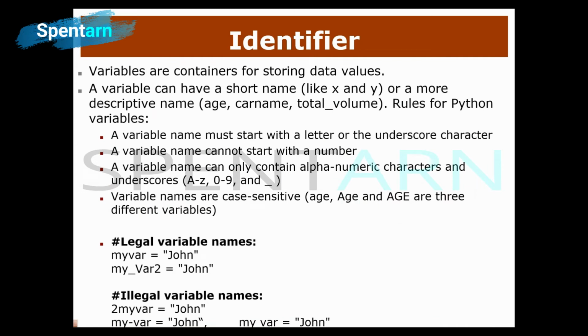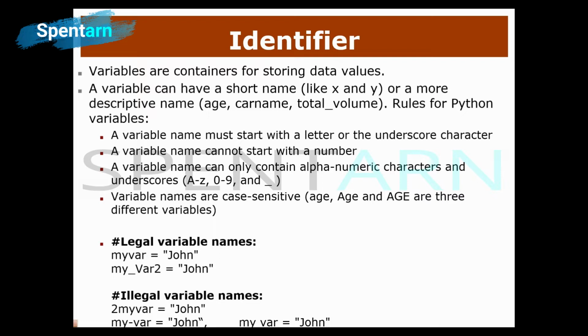Now, identifier. We all have to know what an identifier is. Variables are containers for storing data values. A variable can have a short name like x and y, or a more descriptive name like age, car name, total volume. The rules for a Python variable: a variable name must start with a letter or the underscore character. Let me tell you one thing. If I want to create a variable in Python, I must know these rules. They have said that we must have a letter at the start, or I can use an underscore too.